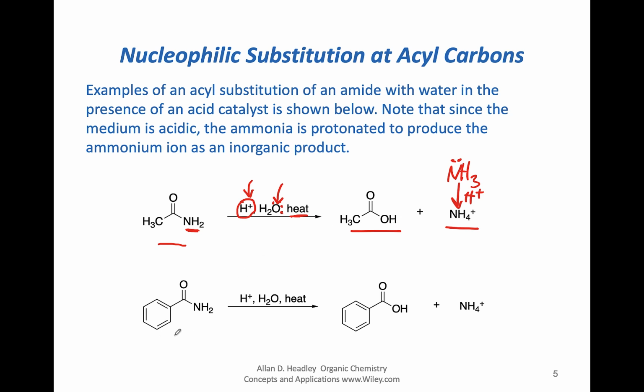Here's another example. Benzamide, an amide, in the presence of a nucleophile. The nucleophile here is water, in the presence of an acid as a catalyst, and heat to make sure the reaction goes. Substitution occurs in which the NH2 is now substituted for the OH from water, and we have here our carboxylic acid, benzoic acid. And of course our leaving group is now the amine, but it's protonated because of the presence of an acid to give us the ammonium ion.